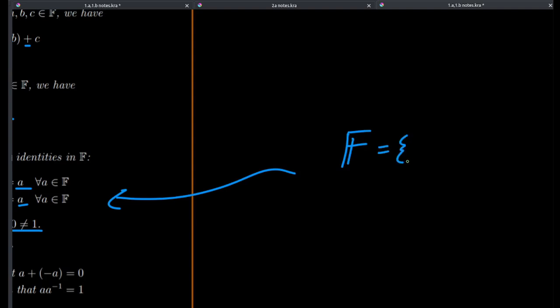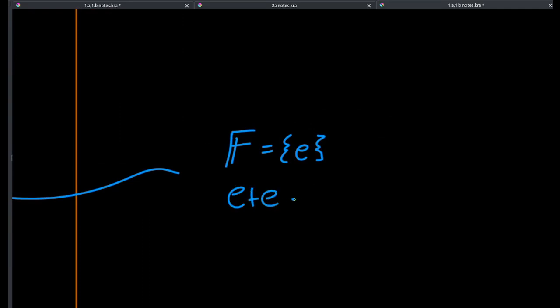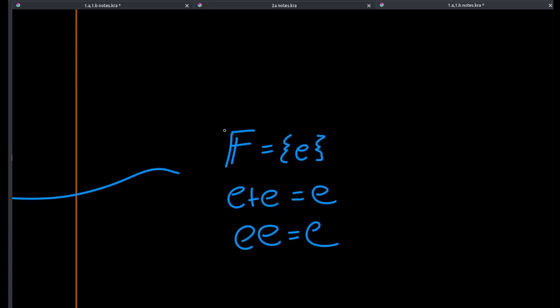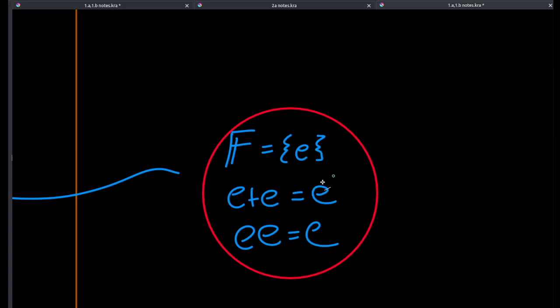A field with just, say, a single element, let's call it E, where E plus E is E, and E times E is E. This is the most boring possible kind of object. It doesn't have anything interesting going on at all. It might as well not even have any operations being done since they don't do anything. They're both just, nothing happens, right? This is not like a bad object. It's just boring.